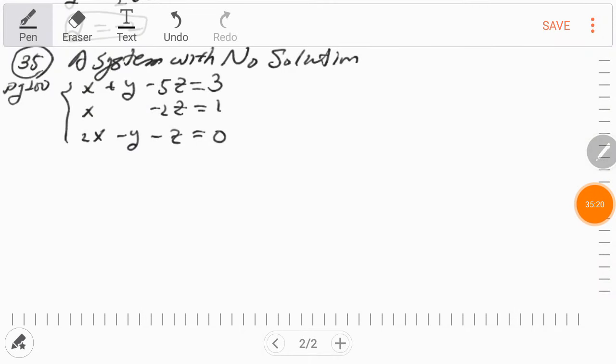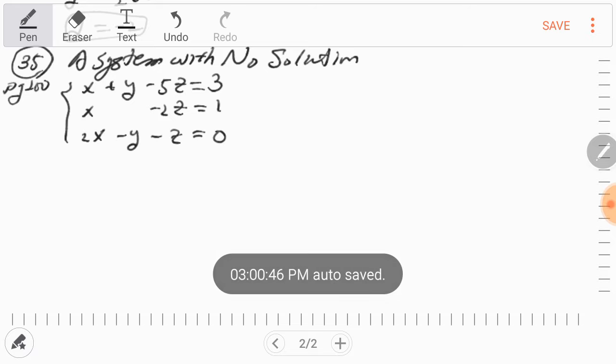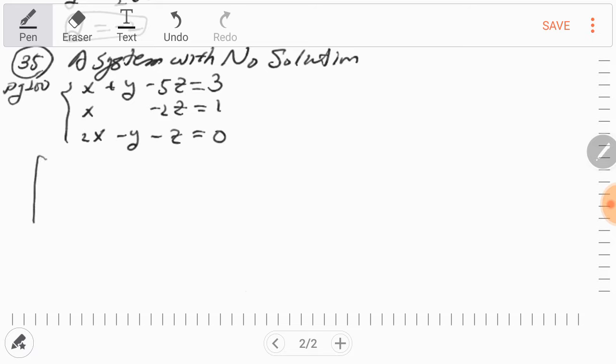This is exercise number 35 on page 200. This is a case of no solution. So the system of linear equations has no solution. Let's use the matrix to solve the system. So let's write the matrix first: 1, 1, -5, 3, 1, 0, -2, 1, 2, -1, -1, and 0.